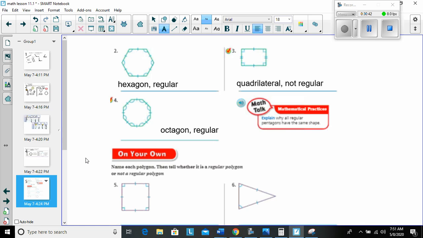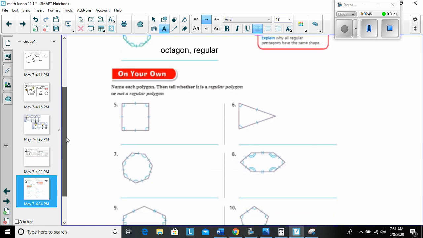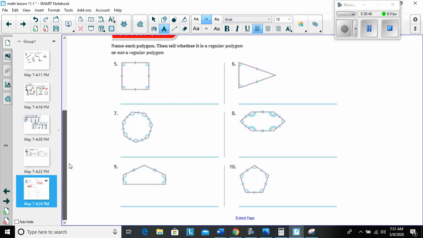Okay. Are we good? So there are a few more down here. These ones are meant to be on your own. Take a look at them, maybe pause the video and try solving those. What do you see? Are these regular? Are they not regular? Are they triangles? Are they octagons? Are they heptagons? What are they? All right, if you need to go back in the video, you can go up to the other slides from the video as well. And good luck.